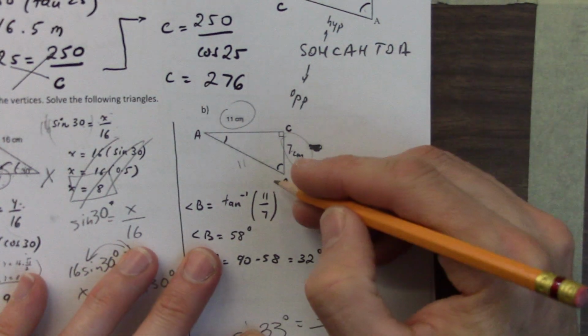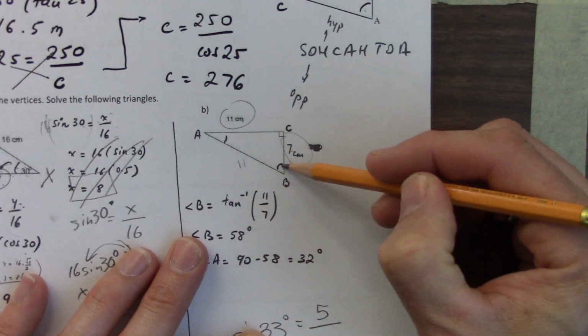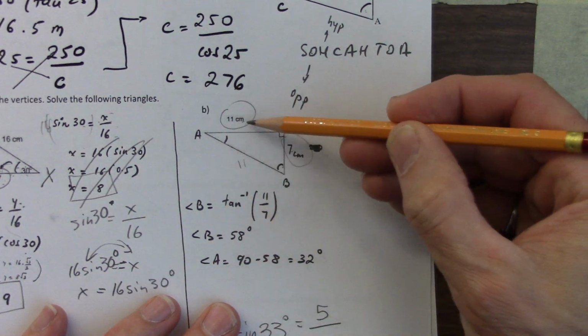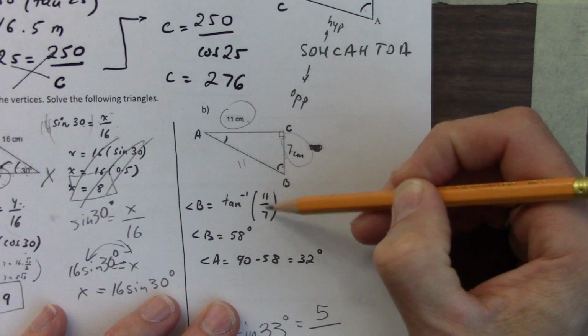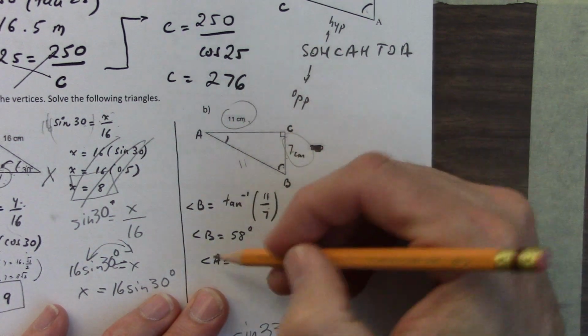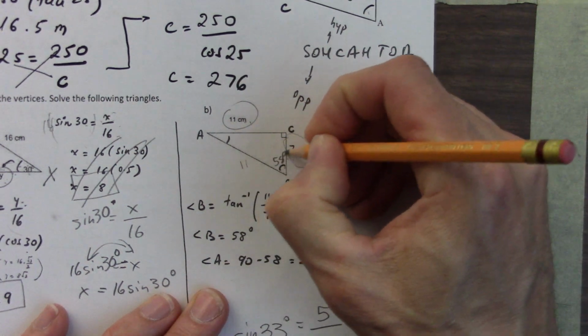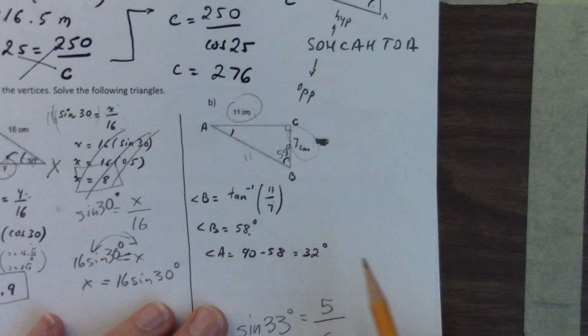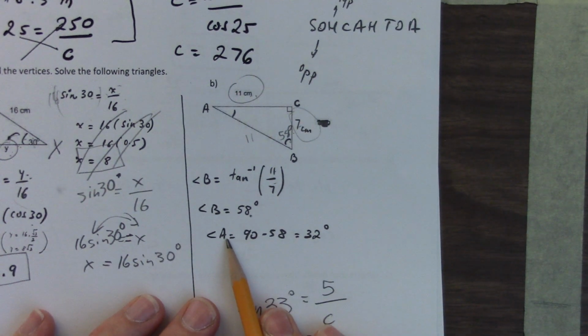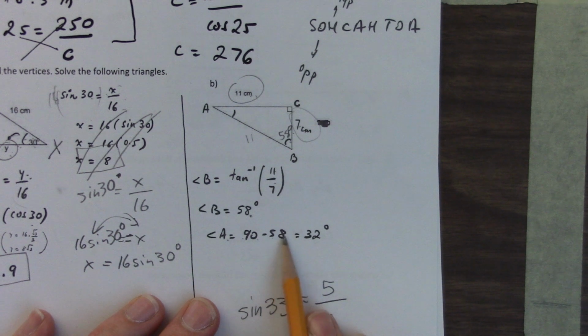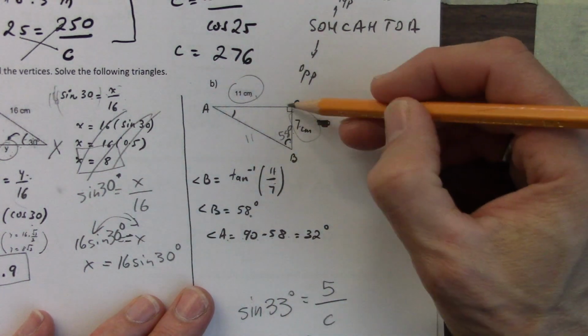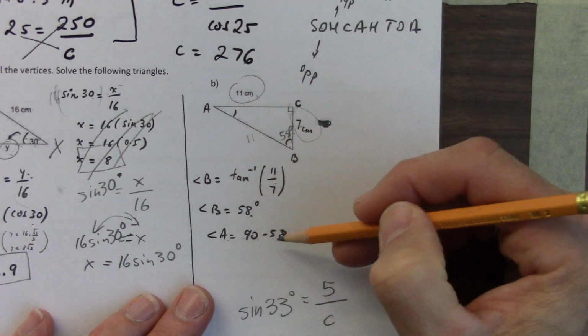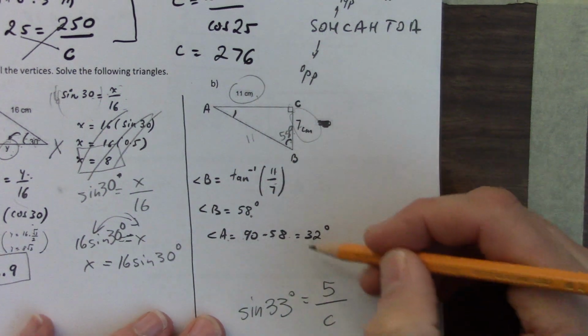So what we can say then is angle B, this angle, is going to be tan, so opposite over adjacent is 11 over 7. And then we solve for angle B. We get 58. Once we have that, we can check angle A by subtracting: 180 minus 90 minus 58 is 32.